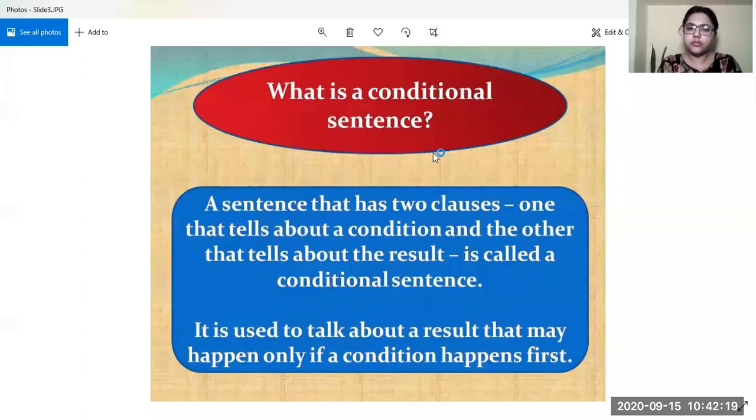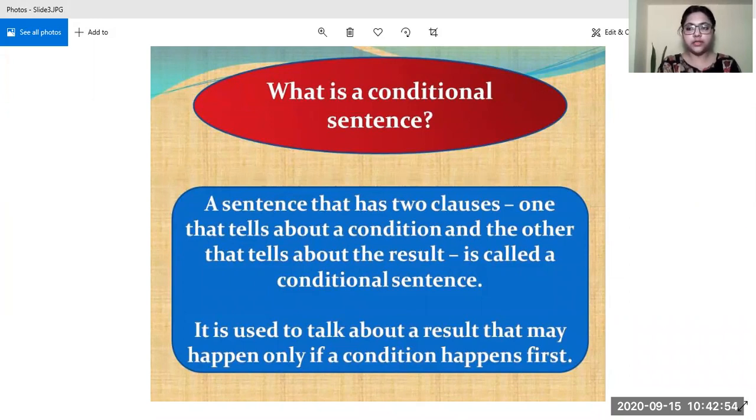Now, why do we require conditional sentences? They are used to talk about a result that may happen only if a condition happens first. Only if the given condition happens will the following result happen. If such a situation arises, then in order to express that, we use conditional sentences.